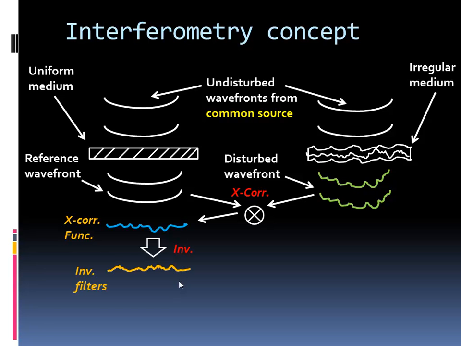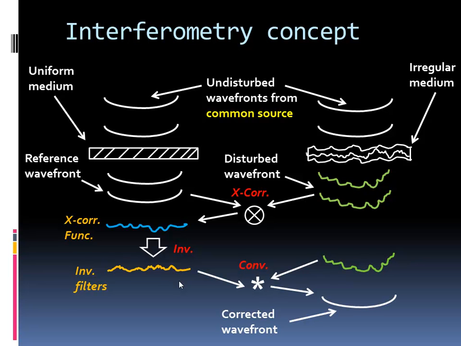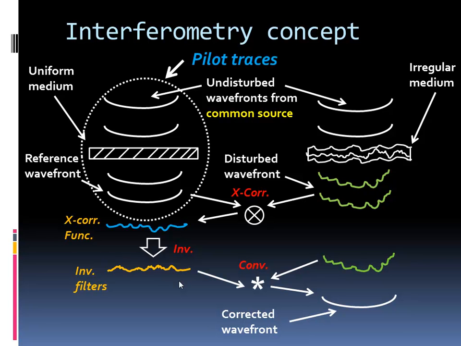Now, as I say, we take this one step further, derive inverse filters from cross correlations. It's a standard mathematical procedure. And we take that disturbed wavefront and we apply those inverse filters, come up with a corrected wavefront. And if we've done our job perfectly, then that corrected wavefront will look very much like the reference wavefront or the undisturbed wavefront. So that's the concept that we're going to be using. And just for future reference, this little section that I put in the oval, this is what we're going to be calling pilot traces. Now that's a concept that most of you will be familiar with from other statics correction procedures.